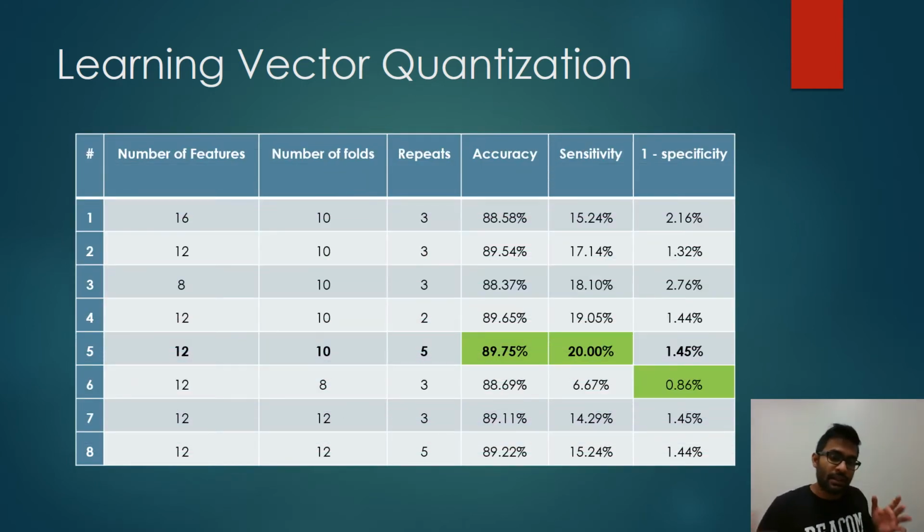Then we did 8 different iterations. First of all, we tried with all the predictors, then the 12 most significant predictors, and then the 8 most significant predictors. Then we kept our model to the 12 most significant predictors and changed the number of folds and number of repeats. We can see that model number 5 gives us a pretty good performance, with accuracy of 89.75 and sensitivity of 20.